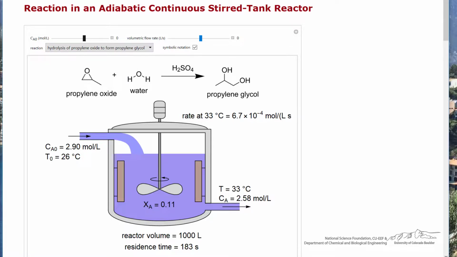In a CSTR, where we have a drop in concentration of reactant to the final value, the concentration leaving is the same as the concentration in the reactor, and the temperature leaving is the same as the temperature in the reactor.